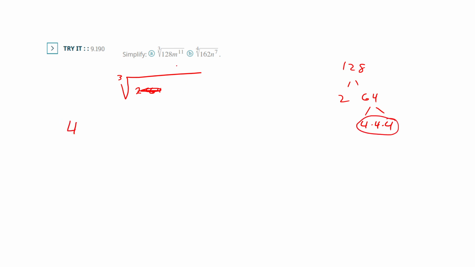Alright, more of the same here. Hold on, I should do it over here. 64 turns out to be 4 times 4 times 4, I believe. So I'm going to break it all the way down. I have 3 4's, so I'm going to be able to bring out a 4. If I partnered up those m's in groups of 3, I could bring out 3 of them. That 2 didn't partner with anybody, and then I had 2 m's that didn't partner with anyone either.